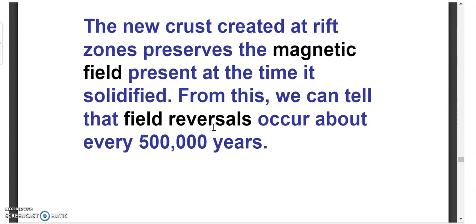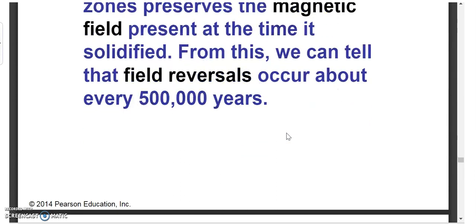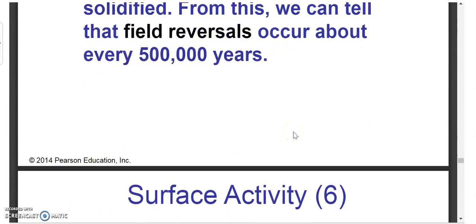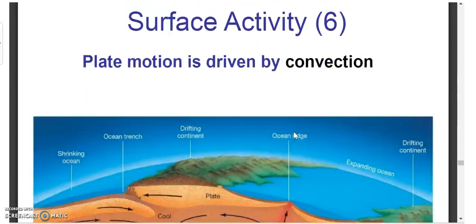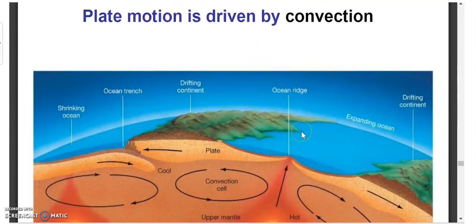So the North Magnetic Pole and the South Magnetic Pole switch sides every so often. And that's actually not well understood, why that happens. We do have evidence that it does happen, but we're not exactly sure why.